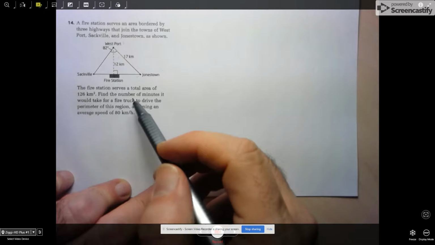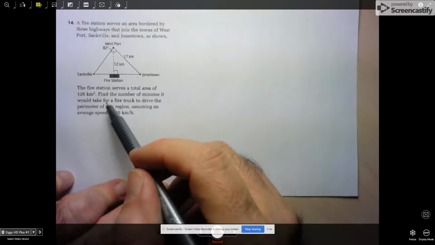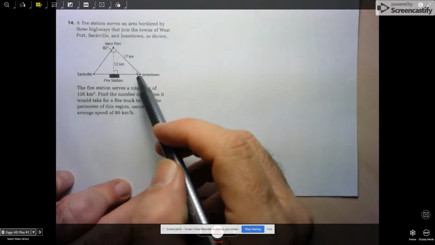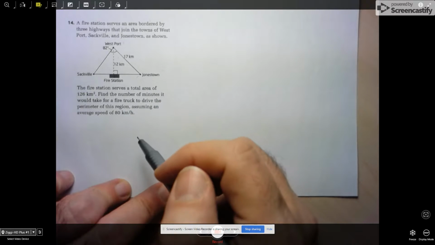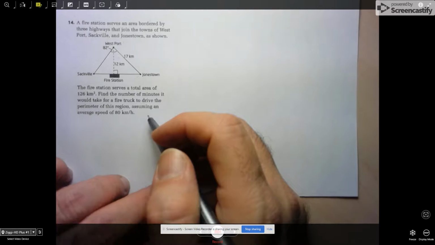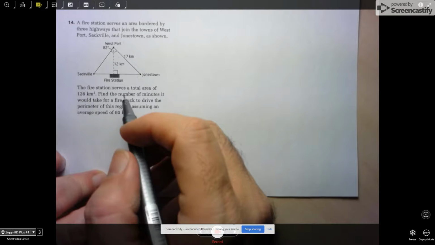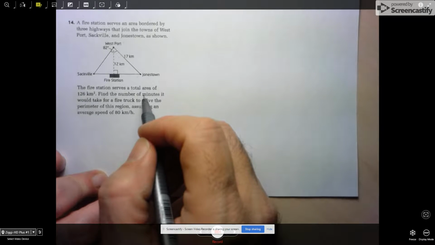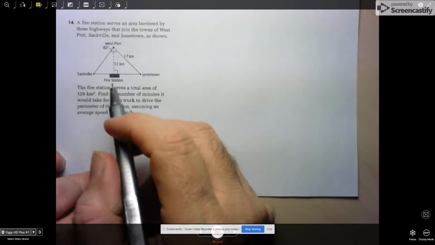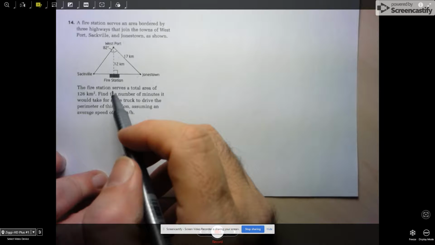And it wants to know the number of minutes it would take for the fire truck to drive the perimeter of the region. So essentially, we're looking for the perimeter of this triangle. They give us a speed of 80 kilometers per hour. Since they're looking for the number of minutes, that's time, and they give us the speed, we're going to have to find the distance, again, the perimeter of this triangle.